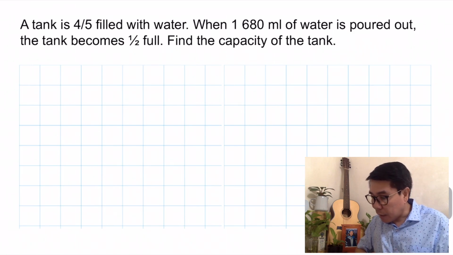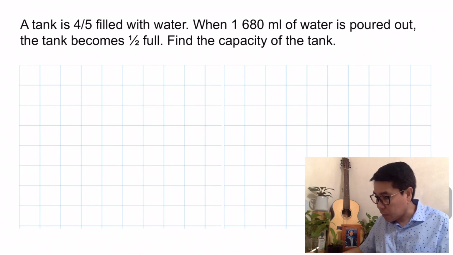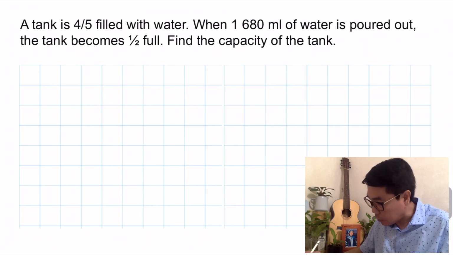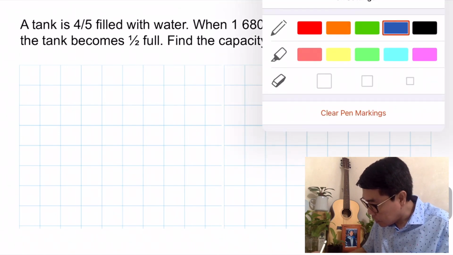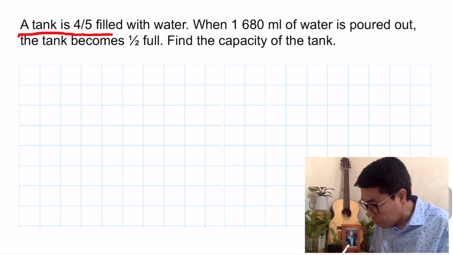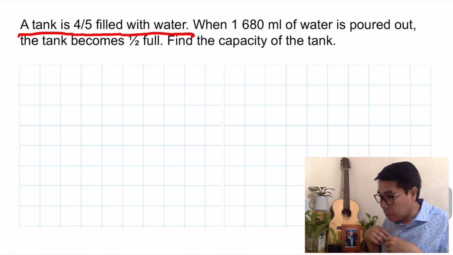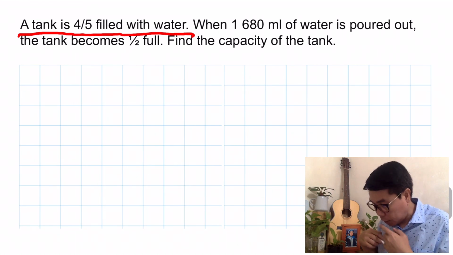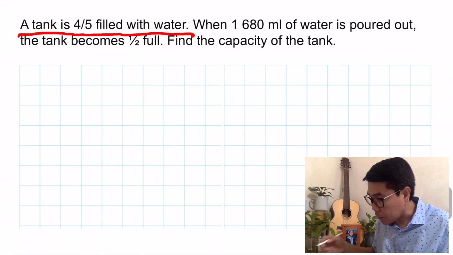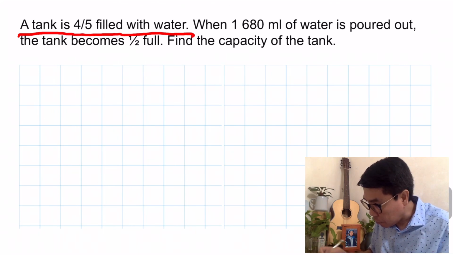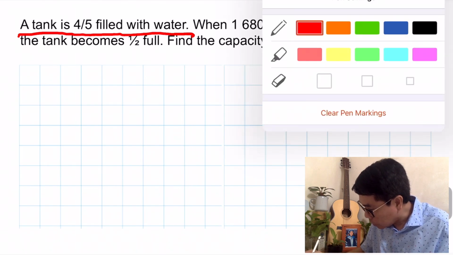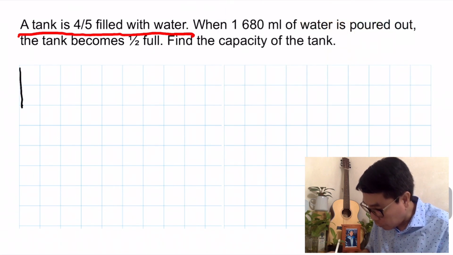Okay, now a tank is 4/5 filled with water. When 1,680 ml of water is poured out, the tank becomes 1/2 full. Find the capacity of the tank. Now, so let's analyze. A tank is 4/5 filled with water. So meaning to say, I can show the model to show 4/5. Okay, so 4/5. So I'll use this black 4/5.